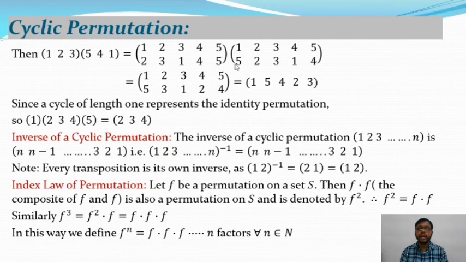So 1 goes to 5, and this implies 5 goes to 5. That means 1 goes to 5. This is the product of two permutations.